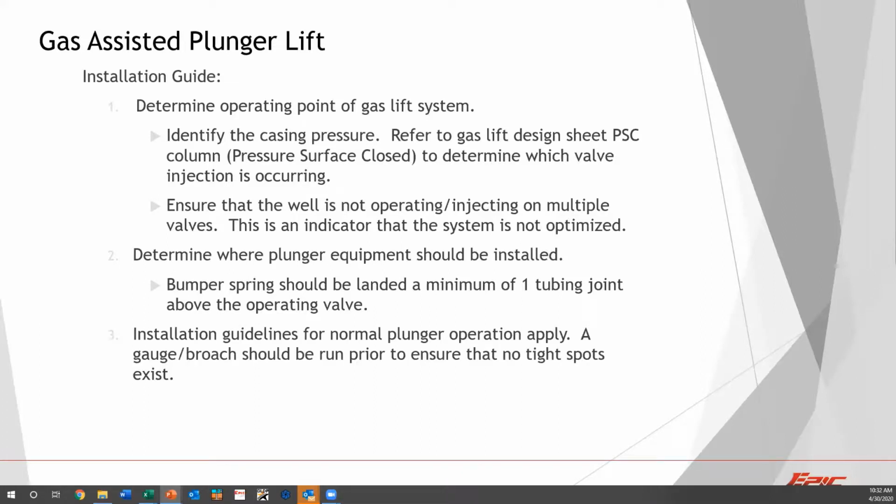Our guidelines for installation for the wireline guys are the same as a regular plunger system. It's really important that we still gauge and broach, if necessary, the tubing prior to running it to make sure we don't have any tight spots. If we're going to do this, we want to make sure that they are using their extended length gauge rings, not the small regular gauge rings. That's really critical. The little gauge ring can work its way through just about any imperfection.